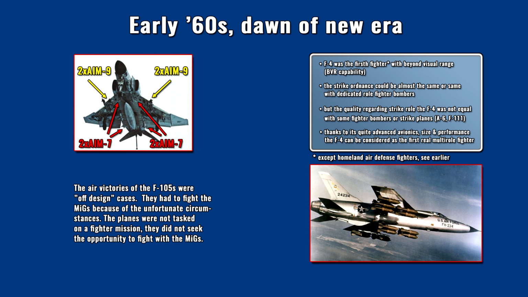The air victories of the Thunderchief planes were not in the "we want it this way" category. They essentially had to fight the MiGs because of unfortunate circumstances. The planes were not tasked with fighter missions, and they did not seek the opportunity to fight the MiGs.